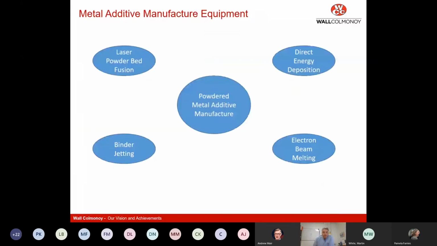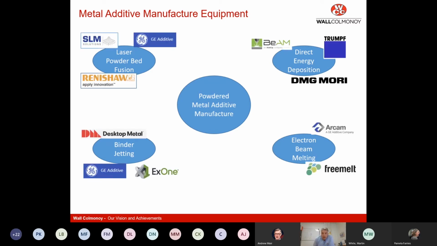Next slide, please. So today, additive manufacture, in terms of supplying powder into that industry, we're looking at the four main areas of technology, be it laser powder bed fusion, DED, electron beam melting, and binder jetting. And on the next slide, you'll see some people that we're working with and in contact with in terms of supplying powders, testing our powders and qualifying our powders to ASTM standards in those technologies. Next slide, please.